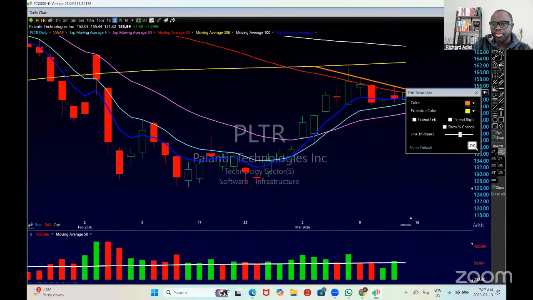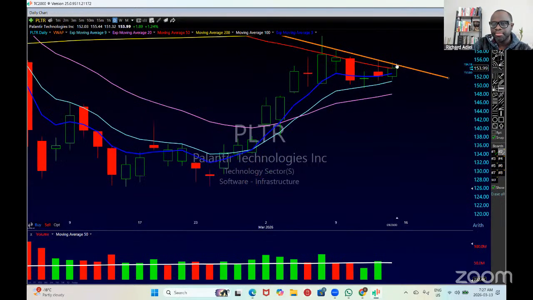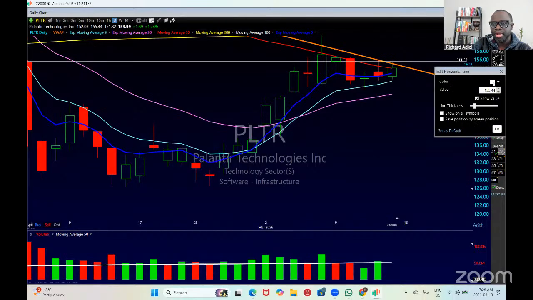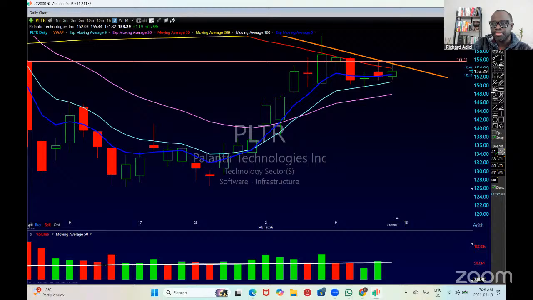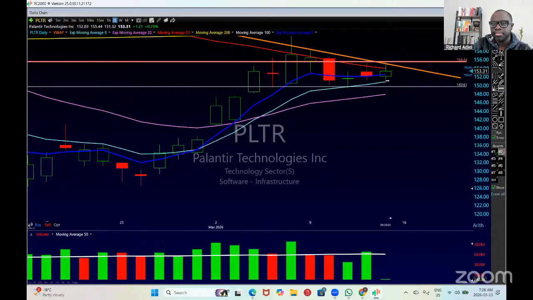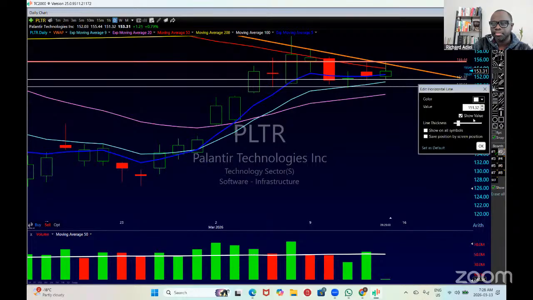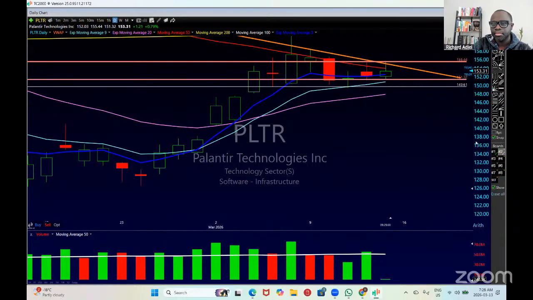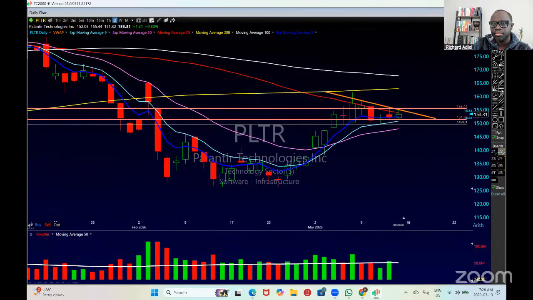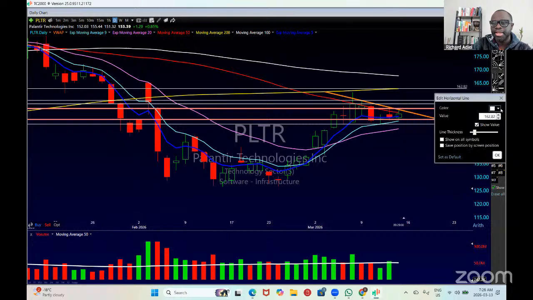So Palantir looks like a good one. So here we have this. Once we crack the pre-market high, this is going to go. So I have Palantir here. At least I expect Palantir to come to the 200 over here. If the market is strong, we can get a push to the 200.